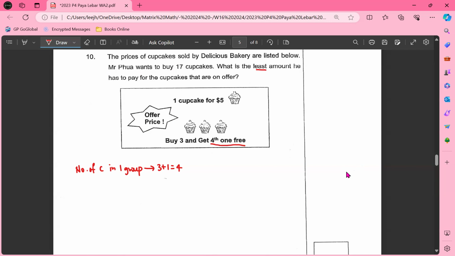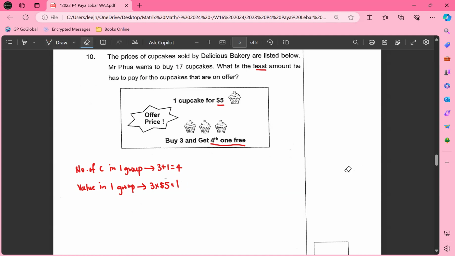So you look for the price of three cupcakes first. That will be the value of one grouping, the value in one group. Three cupcakes, right? So three times one cupcake is $5. So you times five, 15. So normally you pay $15, you will get three cupcakes, right?